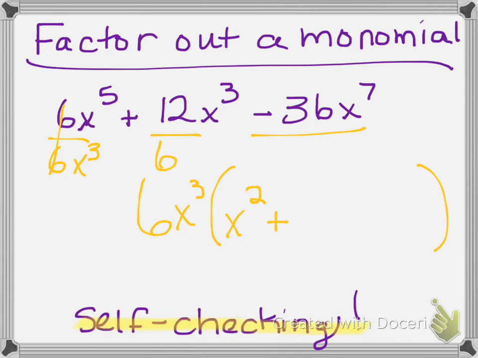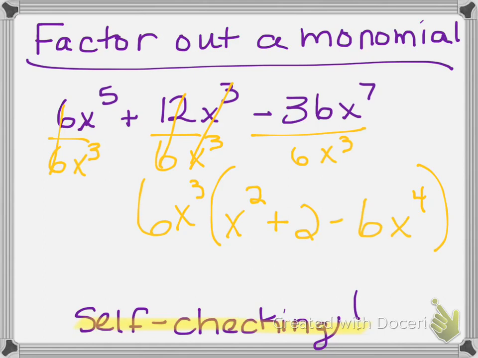If I divide out the GCF of the second term there, 12 divided by 6 is 2, and x to the 3rd divided by x to the 3rd is x to the 0, which is 1. So we say that those cancel. There's really a 1 there, but we do say that those cancel. And then we're going to take this last one and divide it by 6x to the 3rd. So we're going to get minus 6x to the 4th. The 6 comes from negative 36 divided by 6. And x to the 7th over x to the 3rd, 7 minus 3 is 4.